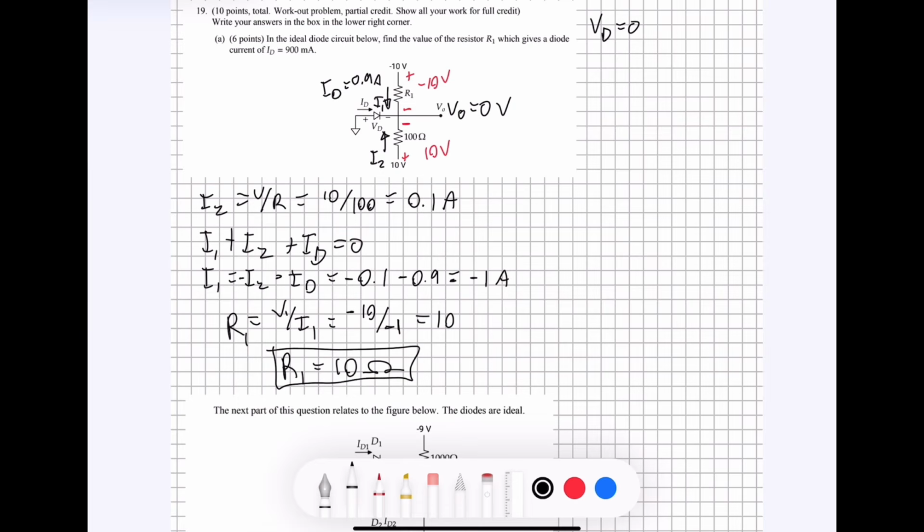There will be a box in the corner that you can write this answer in. I don't have it just in this explanation video, but normally it would be down in the corner, kind of here. You can write it in the box.